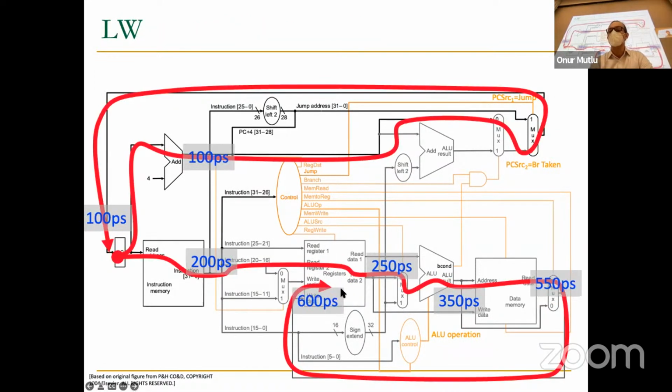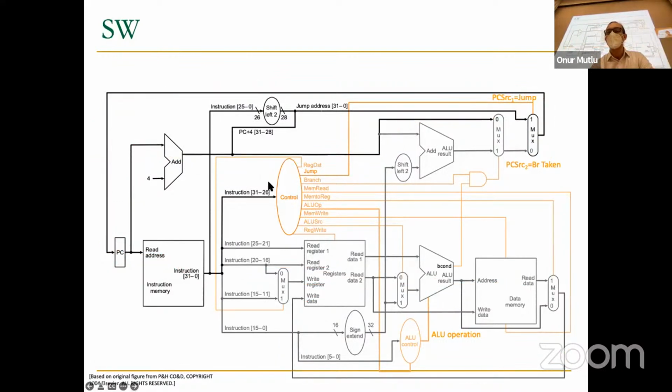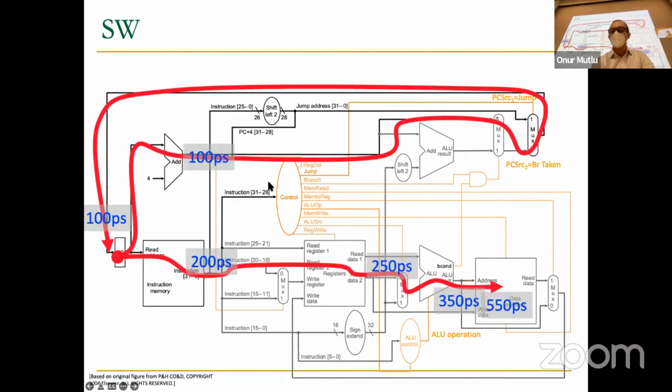Load word, this is the worst one. You need to access memory to fetch the instruction. You need to access the registers. You need to go through the ALU to calculate the address. You need to go through the memory to get the data. And you need to write back the data to the register file. As a result, it takes 600 picoseconds. This is the critical path. And this part is not critical because it's PC plus 4. Store word is very similar to load word, except you write to memory. You don't take the data out of memory. So it's 550 picoseconds, close by.